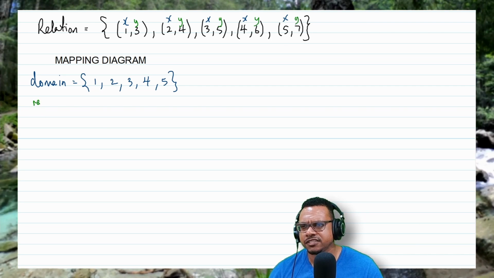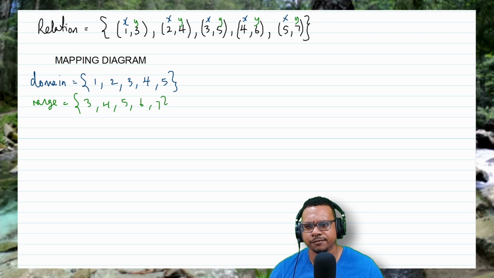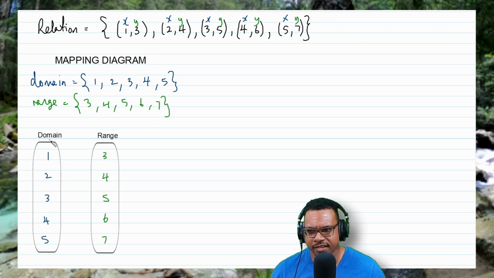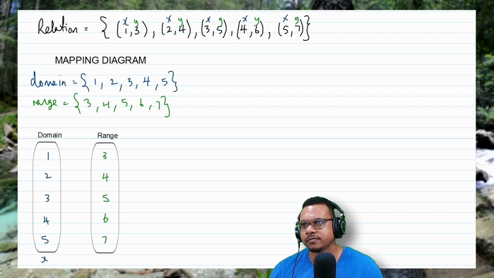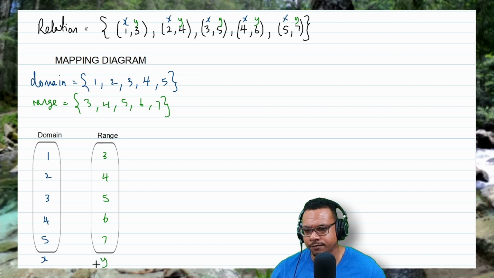So my range would be the 3, the 4, the 5, the 6, and the 7. All right, so what I have here is my domain, the set of x values. So let's write a little x down here, the x values. And then I have my range here, which is the set of y values. So let's put y down here.